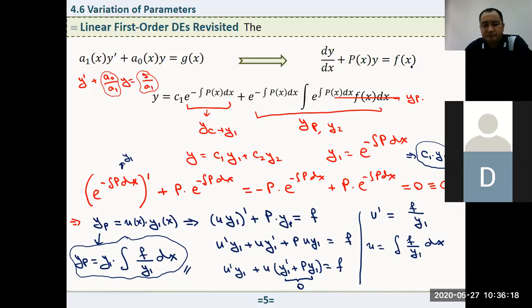Like we may have tangent of x here, for example. We may have 1 over x, for example. We may have cosecant of x. We may have natural logarithm of x.